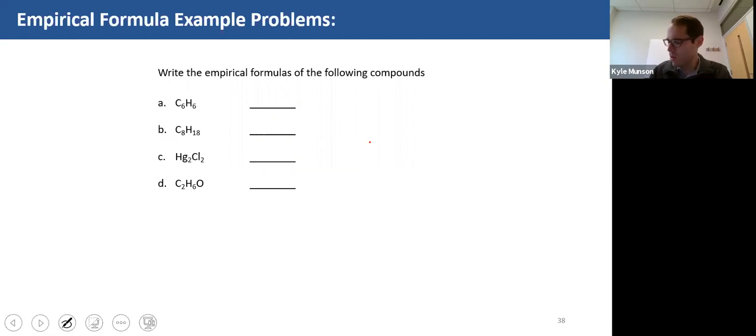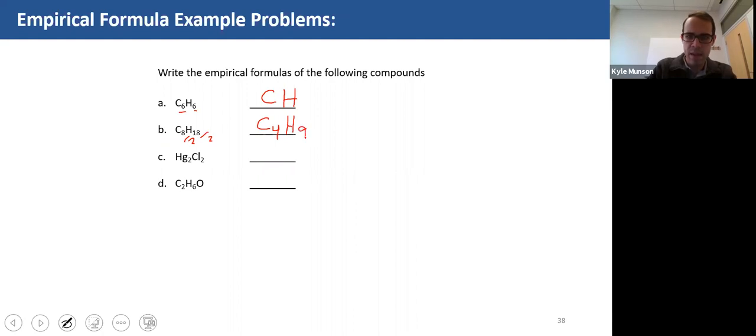Okay, write the empirical formulas for the following compounds. Given what we just talked about of the simplest whole number ratio, why don't you pause the video and try to solve these on your own. Okay, and assuming you did that, you're just going to, again, find the simplest whole number ratio. In this case, both numbers obviously are divisible by 6. So the simplest whole number ratio here is going to be CH. And the next one, both numbers are divisible by 2. When we do that, we get C4H9.